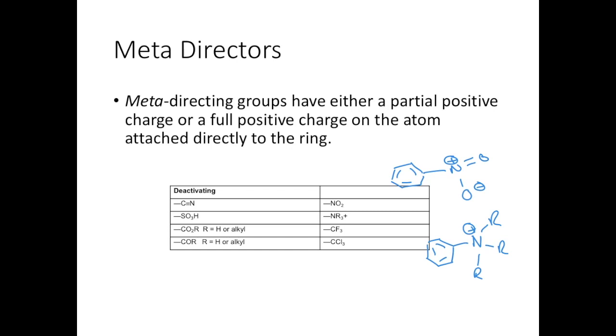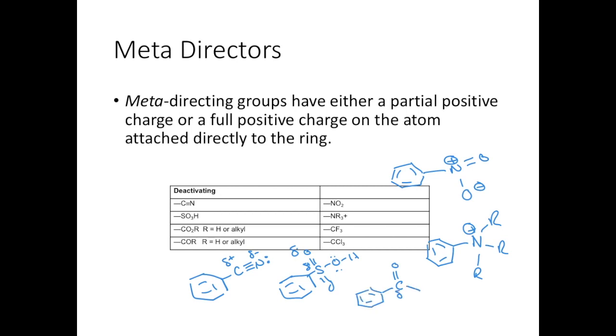C triple bond N, the cyano group. The carbon doesn't have a formal positive charge, but nitrogen is a lot more electronegative than carbon, so it will have a partial positive. SO3H: oxygen is going to pull electron density away from that sulfur, so there's going to be a partial positive on the sulfur atom. And then all of my carbonyl groups and derivatives have a partial positive on that carbon because oxygen is much more electronegative than carbon.